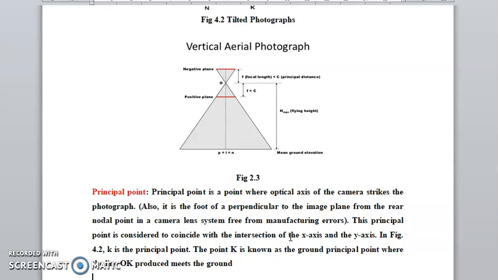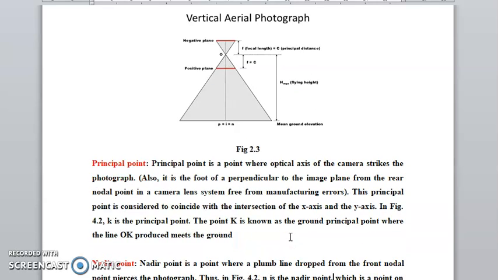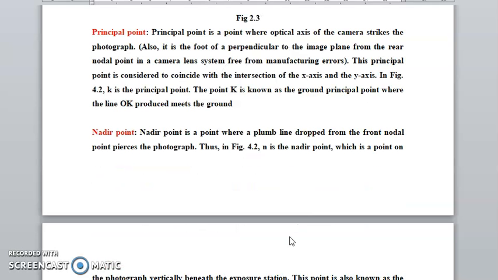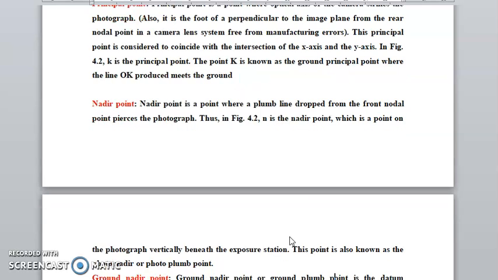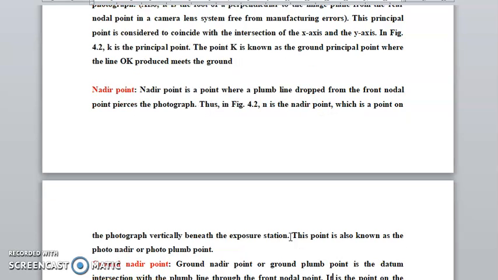Ground principal point is where the line OK is produced. Nadir point is the point where a plumb line is dropped from the front nodal point to the photograph. Thus, N is the nadir point, which is the point on the photograph vertically below the exposure station. This point is known as the photo nadir or photo plumb point.